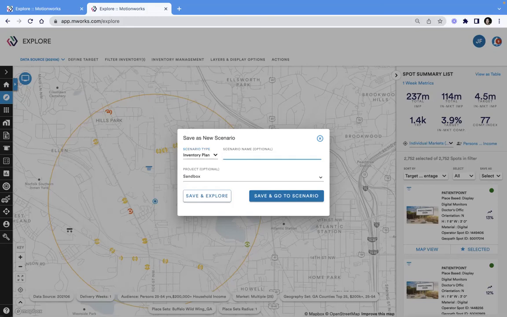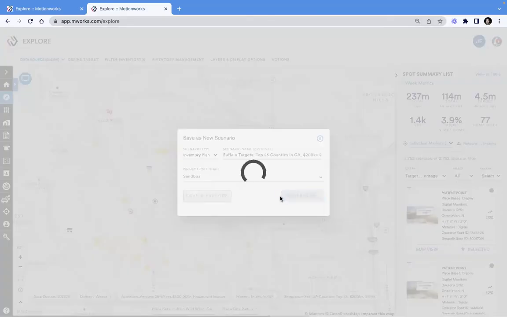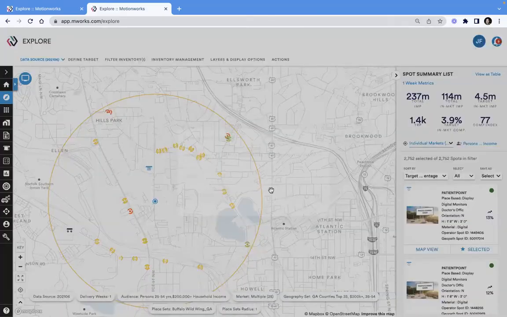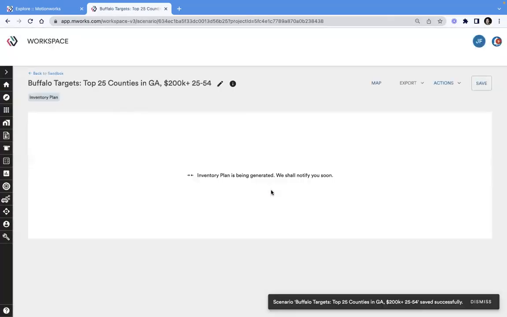So in an inventory plan, I can say Buffalo targets top 25 counties in Georgia for 200K plus 25 to 54. This just enables me to find that plan most easily. I'm going to save and go to scenario, and then we enter our workspace.